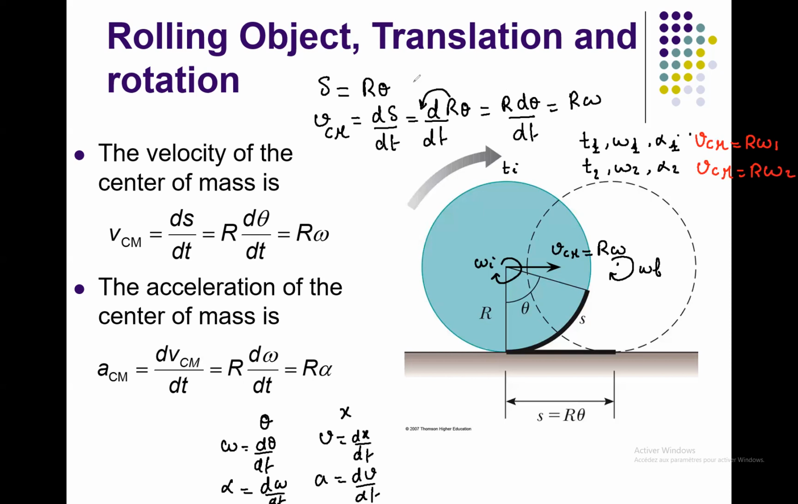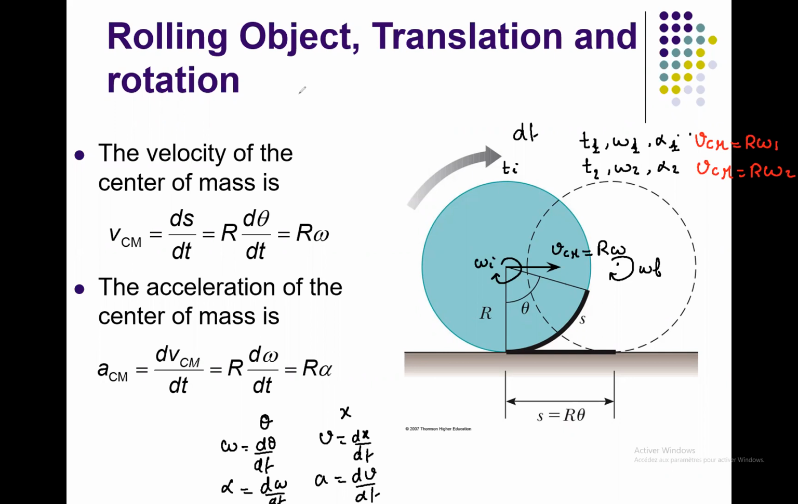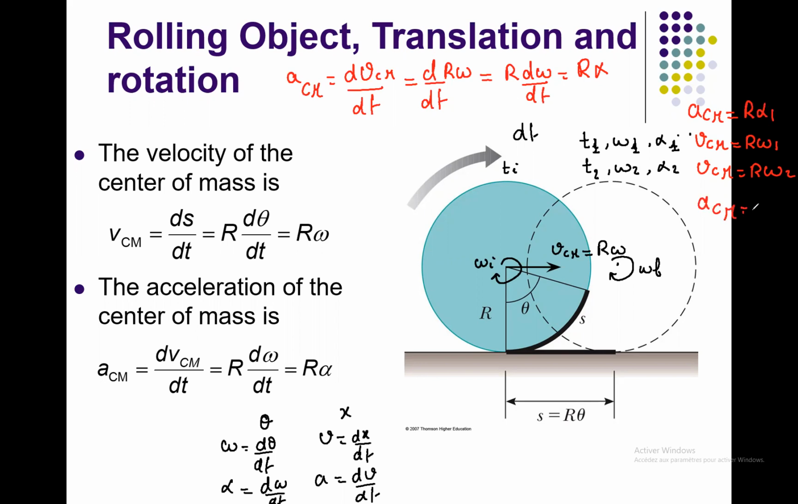What about the acceleration? ACM equals dVCM divided by dt, which equals d of R omega by dt. R is constant, and d omega divided by dt equals alpha. So here we get R alpha. In the first case, ACM equals R alpha 1. In the second case, ACM equals R alpha 2. Simple relation, you can use them directly.